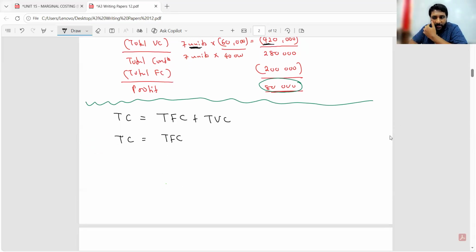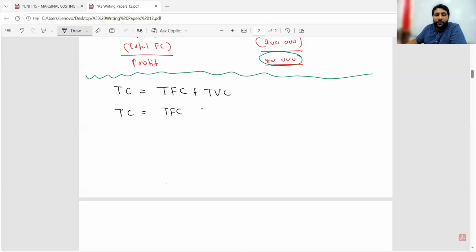Listen, will you people? Total fixed cost. How to calculate the total variable cost? How did we calculate it? Variable cost per unit into the number of units. Yes or no? So same thing, extended version.